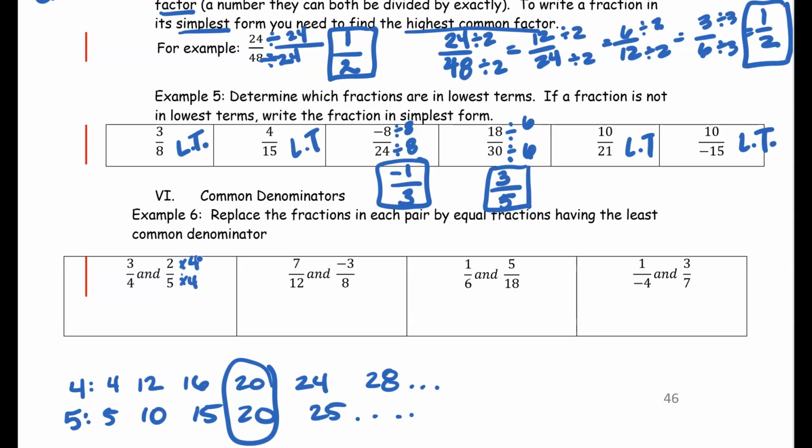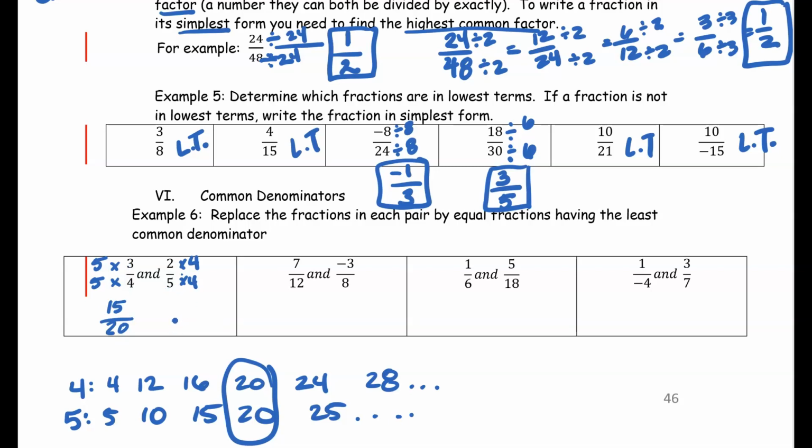And if I do it to the bottom, I have to do it to the top. How do you get 20 on the bottom over here? I multiply 4 by 5. And if you do it to the denominator, you have to do it to the numerator. So 4 times 5 is 20. 5 times 3 is 15. So 15/20 is the same thing as 3/4.